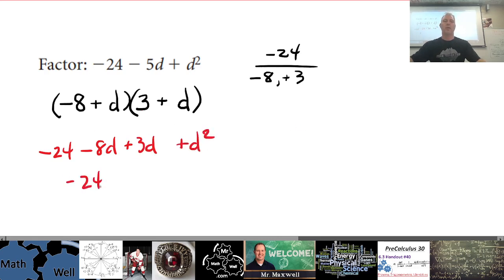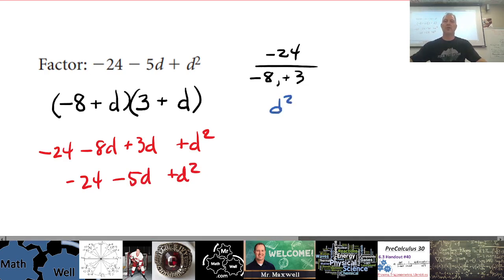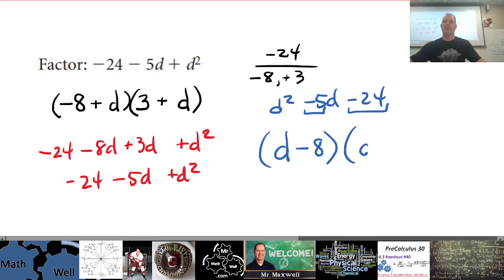That's negative 24 minus 5d plus d squared. Does that look good? It does. Please note that if you did rearrange these terms at the beginning to look like this, minus 24, then the process would be exactly the same. Focus on negative 24 and negative 5. And it would look like this: D minus 8 times D plus 3.